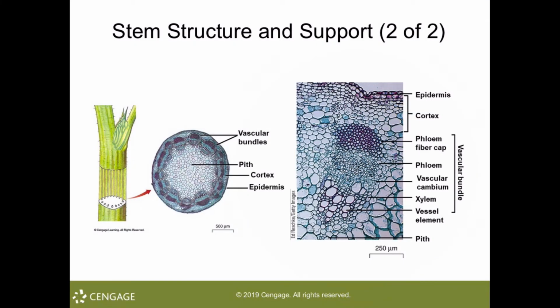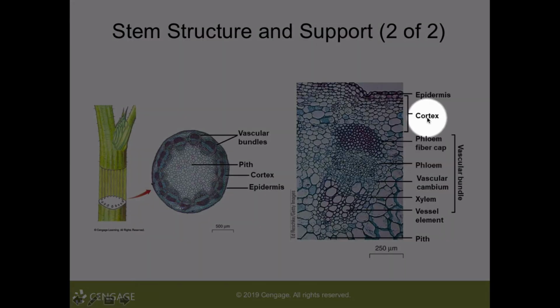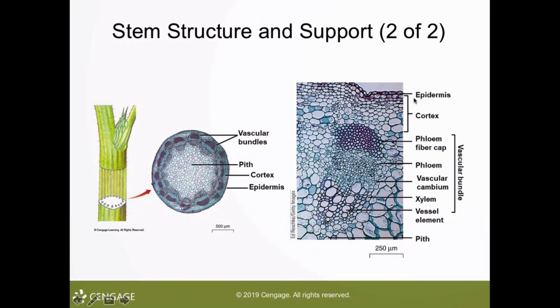So I say again, it's the phloem fiber cap, the phloem itself, the vascular cambium, the xylem, and of course what's within being that vessel element. To the outside is that cortex, and then ultimately the epidermis. This is a dicot or eudicot stem.